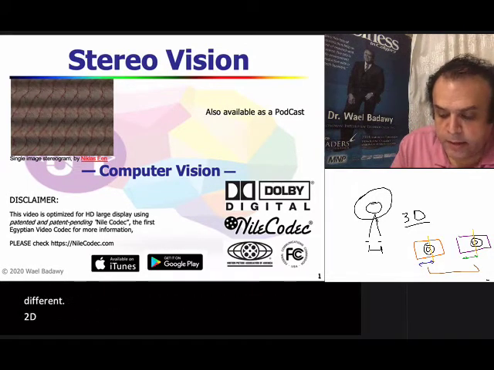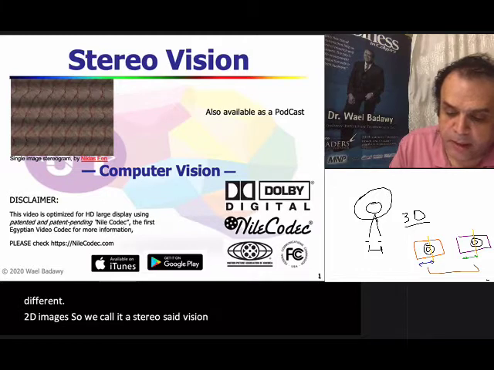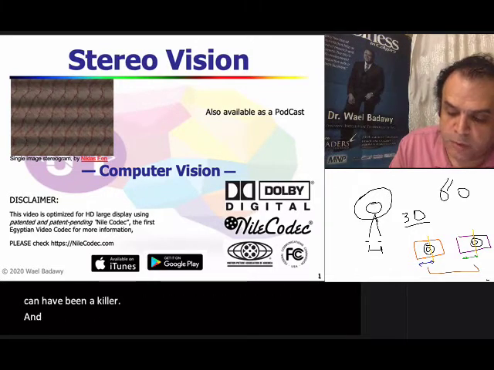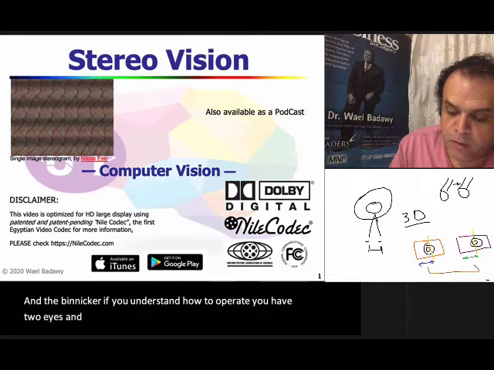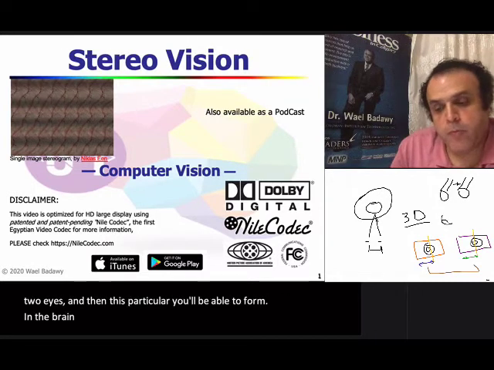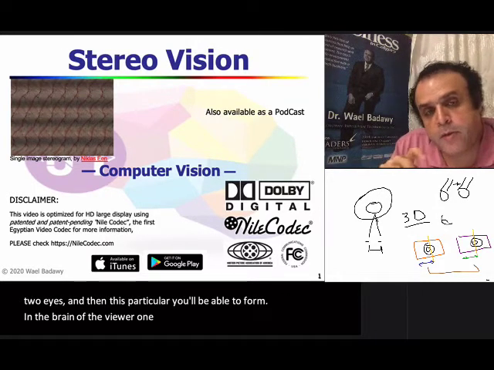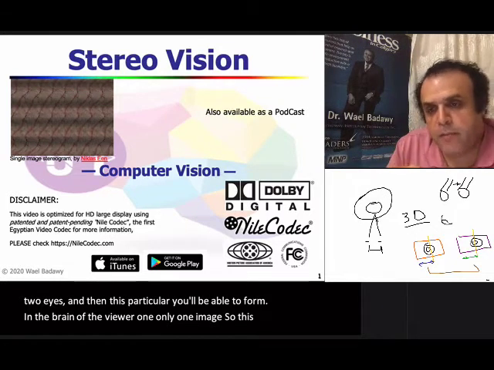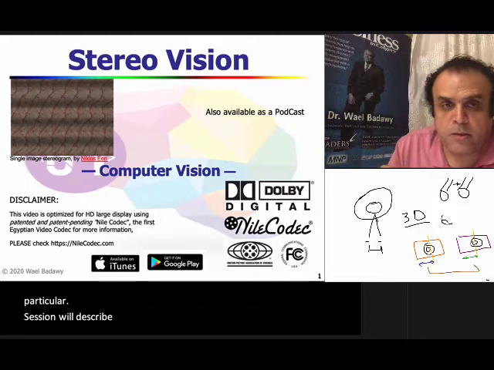So we call it stereo vision because basically I can have a binocular, and the binocular, if you understand how it operates, you have two eyes, and then with this binocular you'll be able to form in the brain of the viewer one image. So in this particular session, we will describe a few ideas about stereo vision.